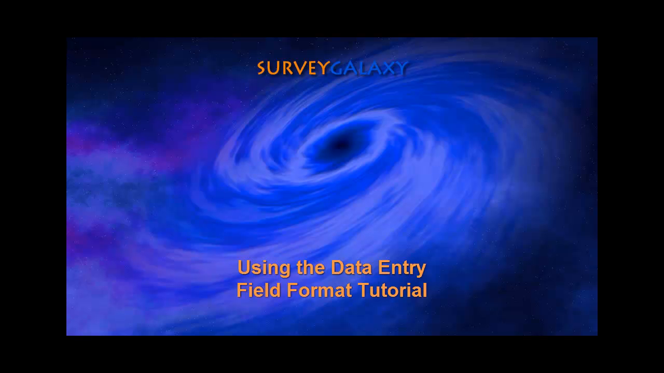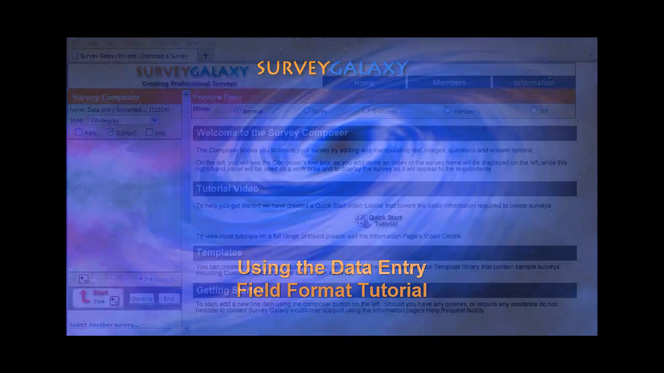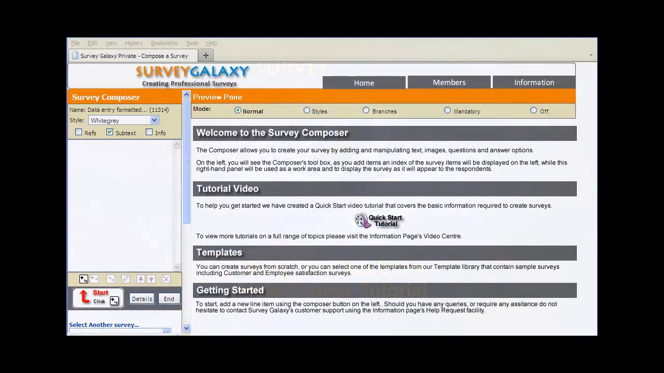This tutorial is a quick introduction on how to customize the data entry field, and how to change the data type, so that the fields can be configured to only accept certain types of information, such as numbers. The data entry field format can be used to collect data typed in by the respondent.